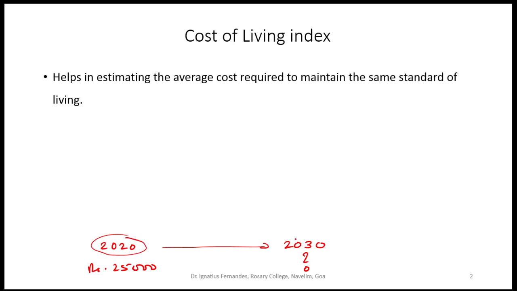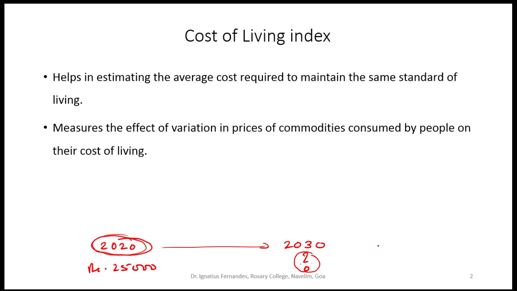Because the prices are going to change from 2020 to 2030, based on the variation in the prices, I wish to find out how much I should be earning in 2030 so that I maintain at least the same standard of living that I have in 2020. That is exactly the reason we use this cost of living index. It measures the variation in prices of commodities consumed by people on their cost of living, that is, how much impact the variation in prices has on the overall living cost.